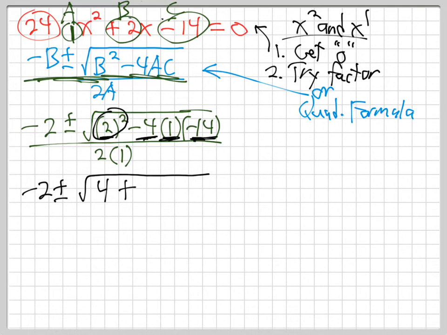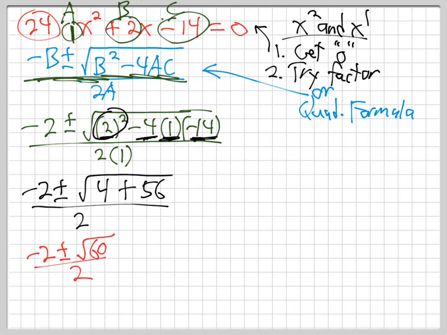And then use your calculator. 4 times 1 times 14, was that 56? 56, all over 2 times 1, which is just 2. See how that became positive? 2 negatives? Okay. And so what is that then? Negative 2 plus or minus the square root of 60, all over 2. Or we get to there.